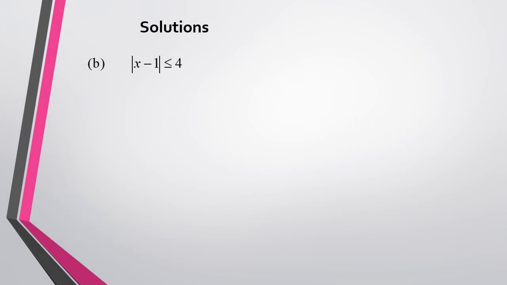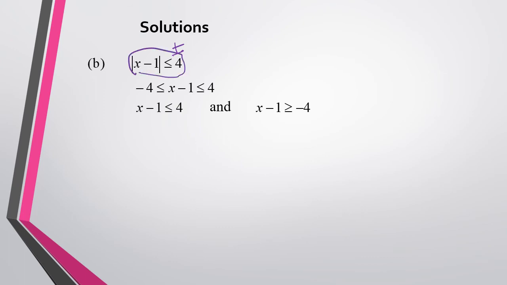For question B, absolute value of x minus 1 is less than or equal to 4. So, directly from the basic definition, x minus 1 is in between negative and positive 4. But I prefer you to use the most basic definition. So, following the question, x minus 1 less than or equal to 4, opposite of the question, x minus 1 is more than or equal to negative 4. So solve for each part. So x is less than or equal to 5, and x is more than or equal to negative 3.